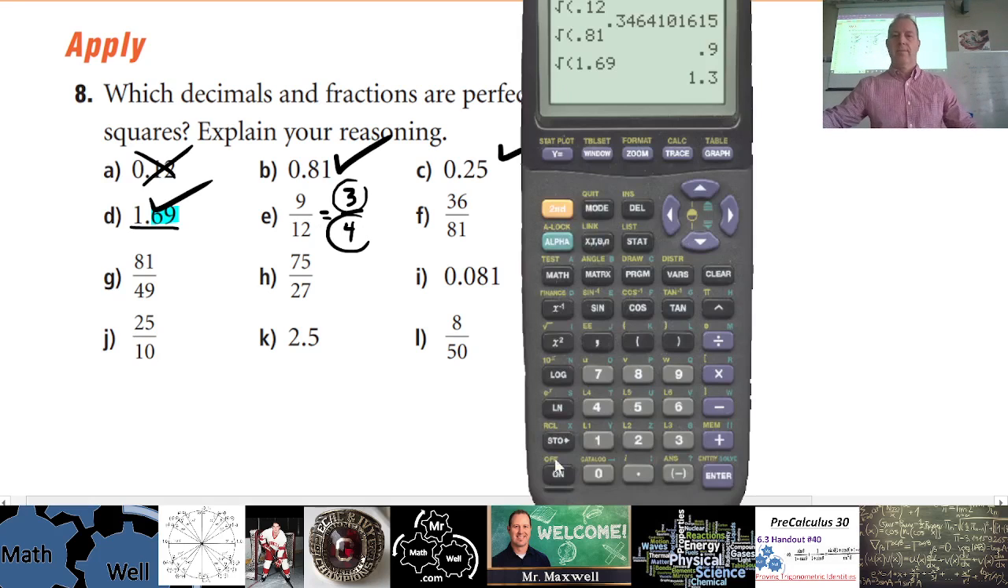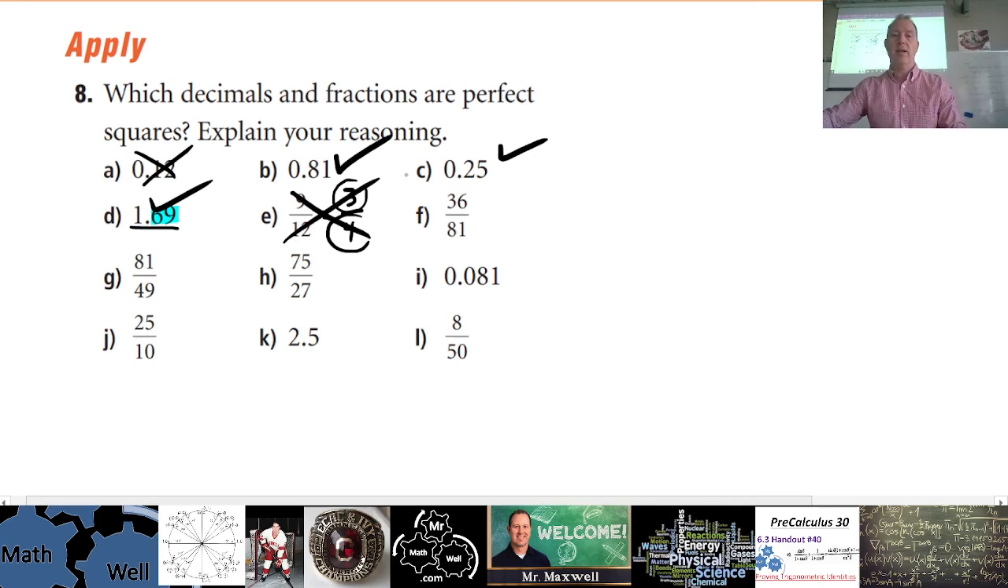Let's check. So 9 divided by 12 is, square root. That's what I want, square root of the answer. I always forget to put that square root. Okay, ooh. Big long decimal, fills up my entire screen, no repeating parts at all. So it looks like this is non-terminating, non-repeating decimal. So you're right, this is not a perfect square. One more thing I'll show you, okay?